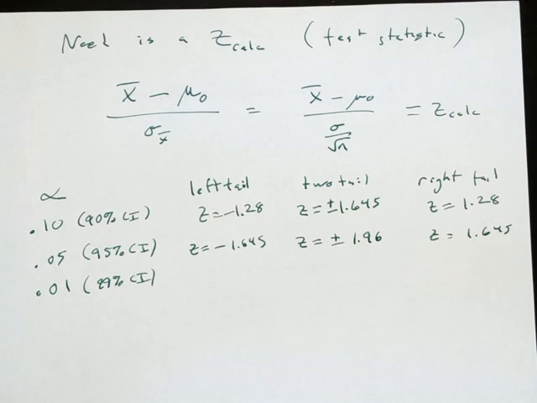Now, unfortunately, neither the left tail nor the right tail for the 99% one is 1.96, because that's 0.025. I need a value in the table of 0.01. It's going to be between two numbers.